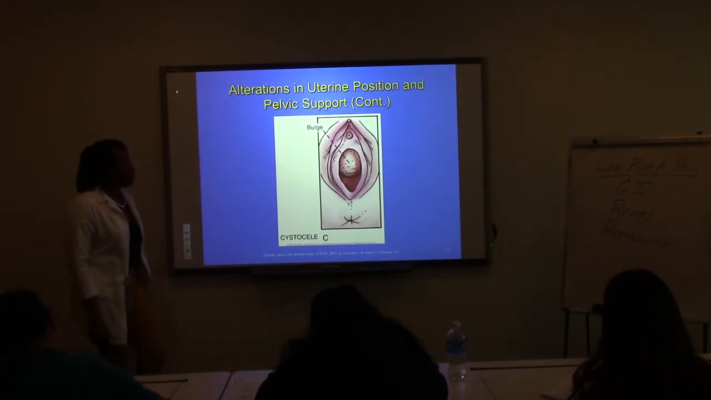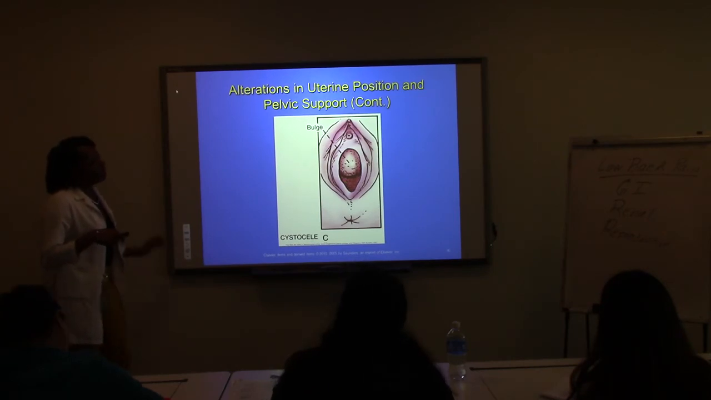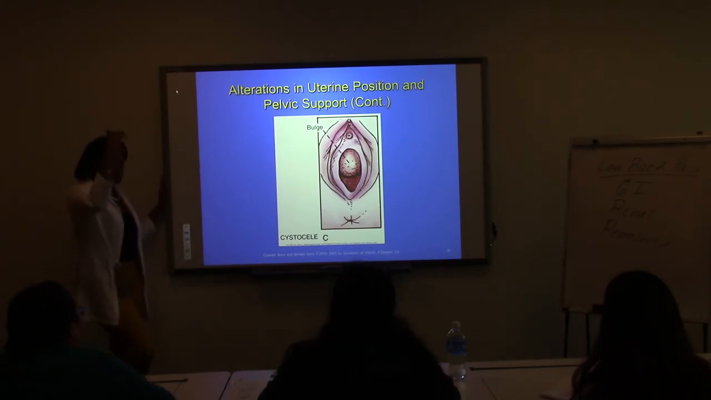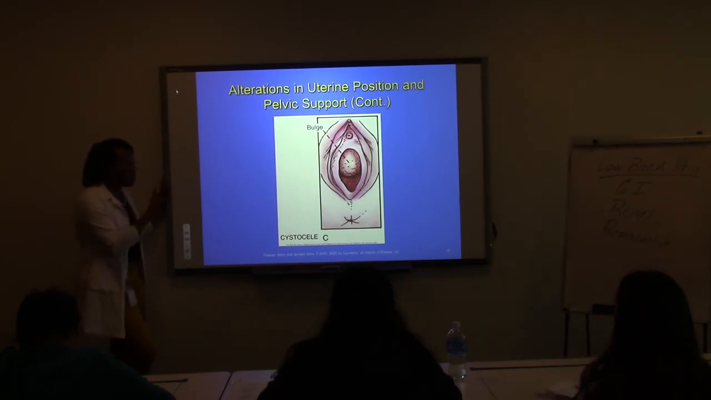Okay, that's what it looks like. This is the opening of the vagina, and what you will see is a bulge coming from the top part of the vagina. That's where the bladder is located or coming from, and so that's the cystocele.